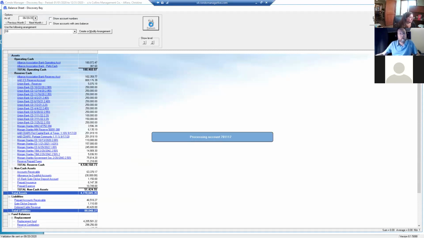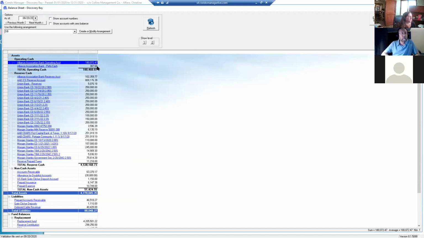This one is Discovery Bay, which is a very financially healthy association, but also very complicated. But you'll see here that this will give you real time, as of today, what your cash looks like. So they have $180,000 with Alliance Bank. They also have many other banks, but this actually gives you real time.